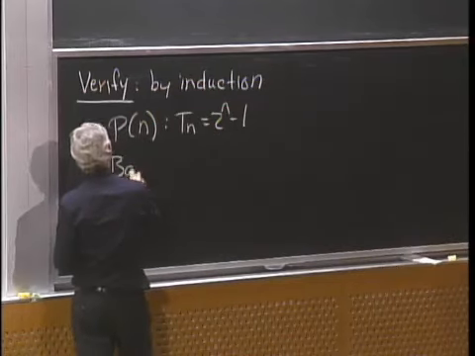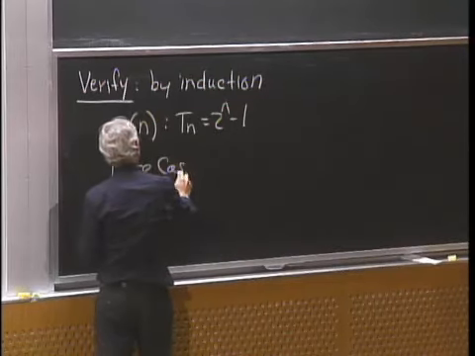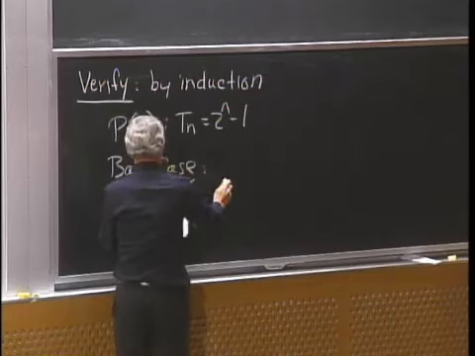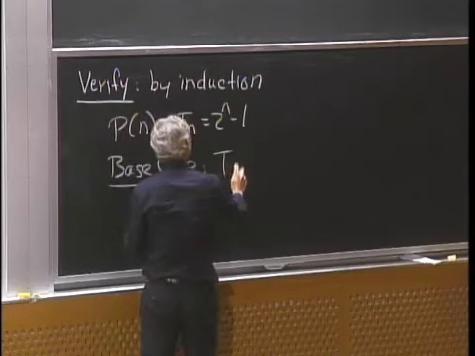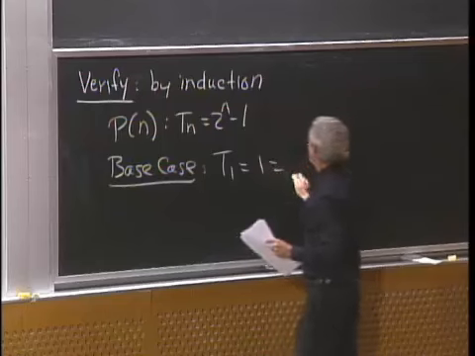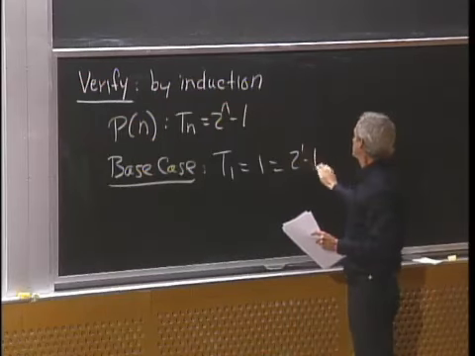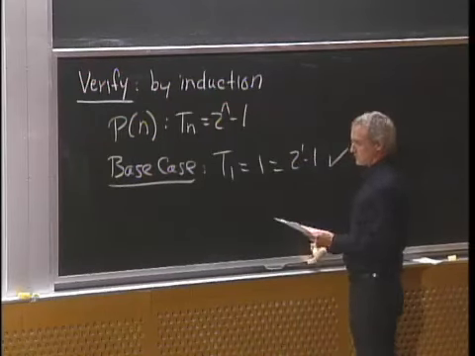Base case, we'll pick n equals 1. T of 1 is 1. And that is 2 to the 1 minus 1. So the base case works.